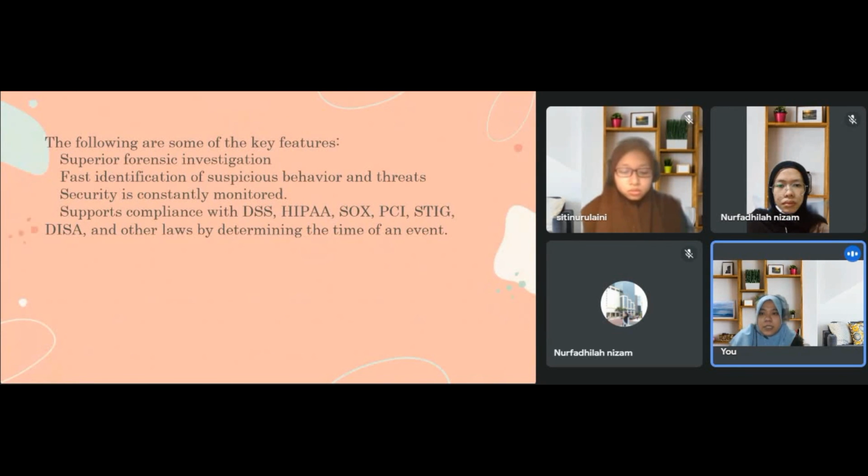These are the key features in SolarWinds: superior forensic investigation, and fast identification of suspicious behavior and threats. Security is constantly monitored, and it supports compliance with DSS, HIPAA, SOX, PCI, STIG, DISA, and other laws by determining the time of the event.